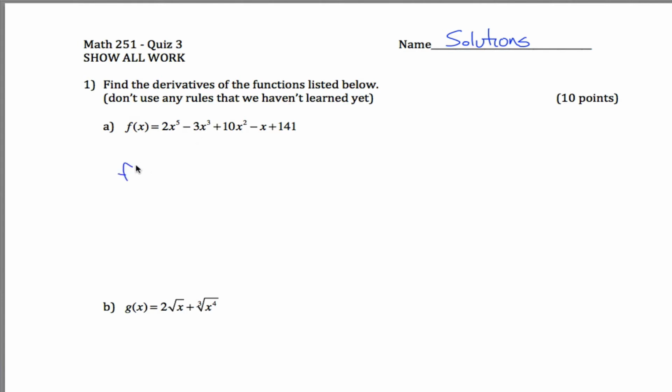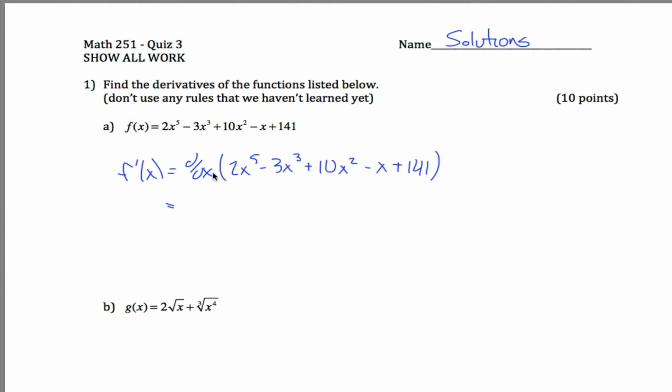F prime of x is just the derivative of 2x to the fifth minus 3x cubed. I'm going to show a lot of steps here. You don't have to show all these steps. In fact, you could probably jump straight to the final answer just looking at this thing. But to show you where it comes from, we have rules that say the derivative of a sum is the sum of the derivatives, meaning if I want to find the derivative of this big sum, a bunch of things added together, I can just find the derivative of each term individually and add those up together.